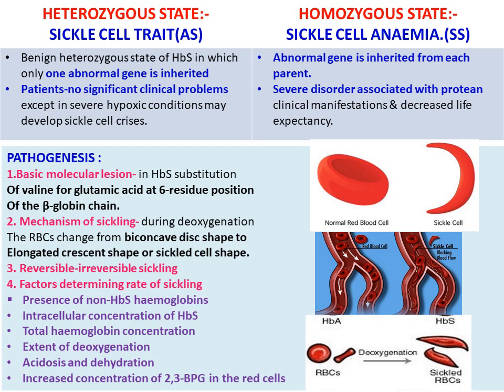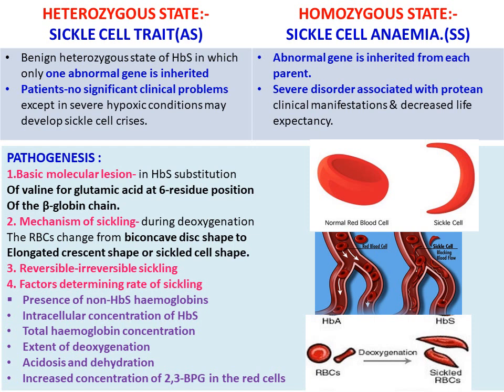Next, heterozygous state AS is sickle cell trait, and homozygous state SS is sickle cell anemia. So here we are comparing AS and SS. Sickle cell trait is a benign heterozygous state of HBS in which only one abnormal gene is inherited.